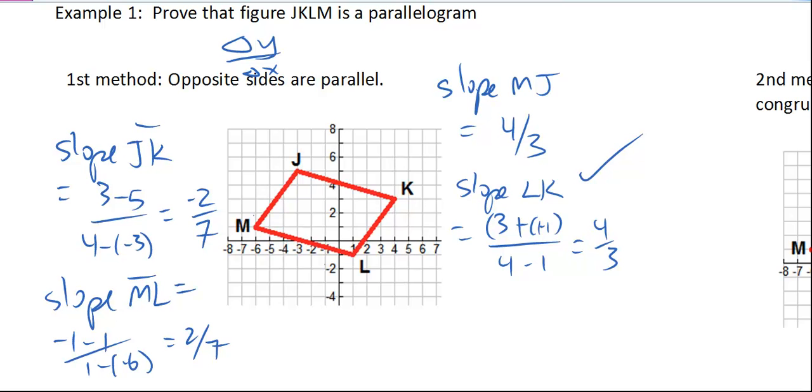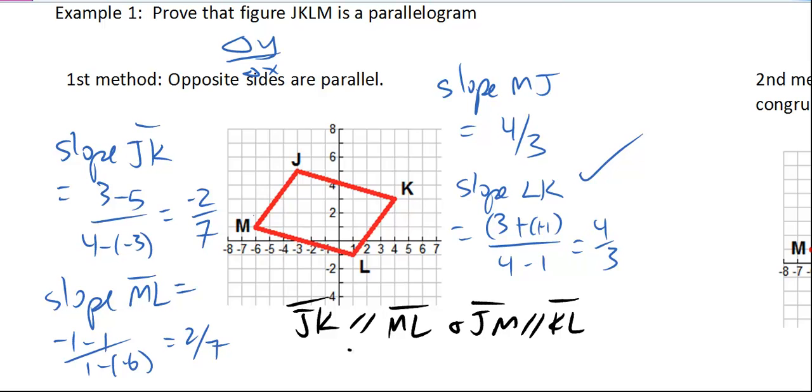So I would wrap this up by making some sort of statement like JK is parallel to ML and JM is parallel to KL. Therefore, this figure is a parallelogram, and I've set out to do what I tried to. Let's look at another way we could have done this.